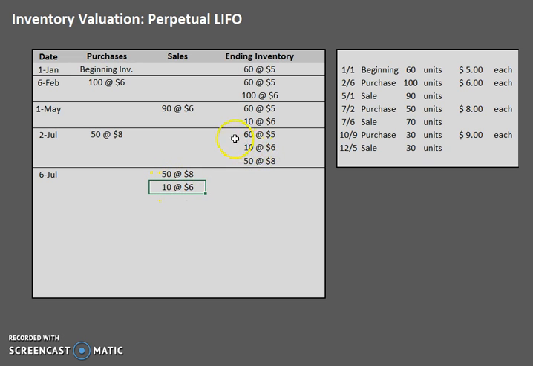So let's go up to the next layer. 60 units at $5. Are we going to bring all those 60? No, just 10, because we only need 10 of those units.